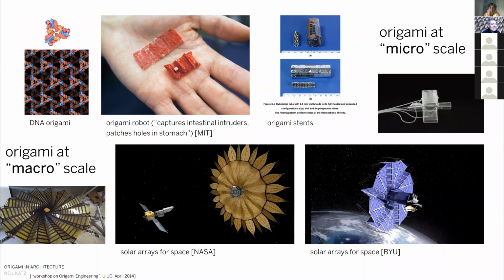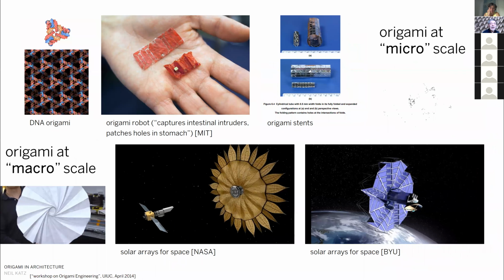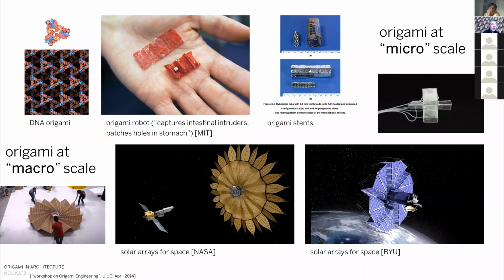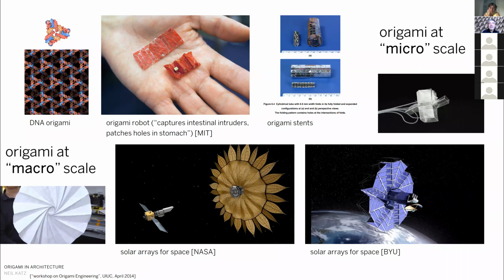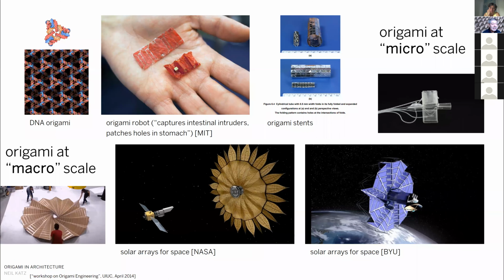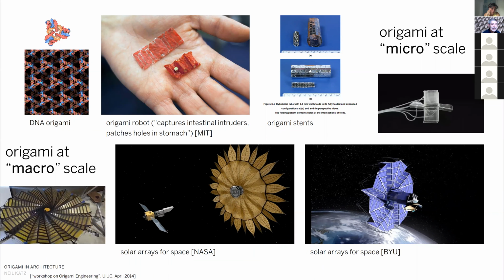So just some various images that were shown by people who presented at this conference that show how origami is used at many different scales. So from a macro scale, creating forms that can be put in a rocket ship and then deployed or unfolded when they get to outer space to act as satellite dishes, satellite antennas, or solar collectors.